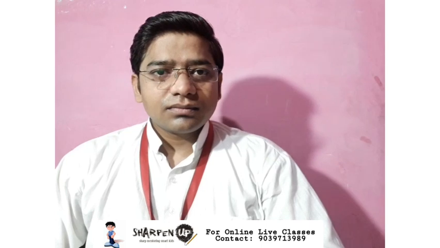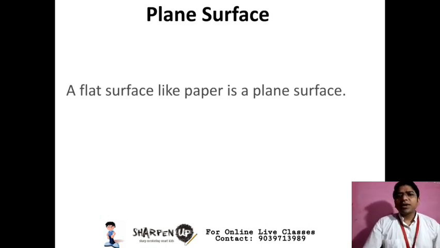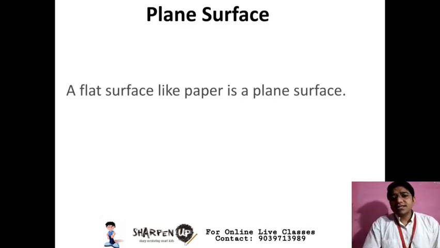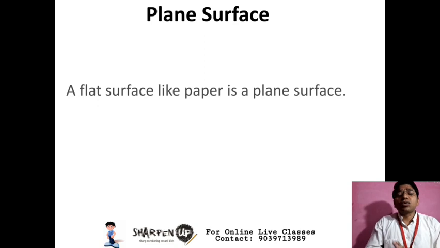So now let's move to today's topic, that is understanding quadrilaterals. Let's start from the beginning: plane surface. What is a plane surface? A flat surface like paper, whiteboard, blackboard. That means all the flat or smooth surfaces on which we write are called plane surfaces.